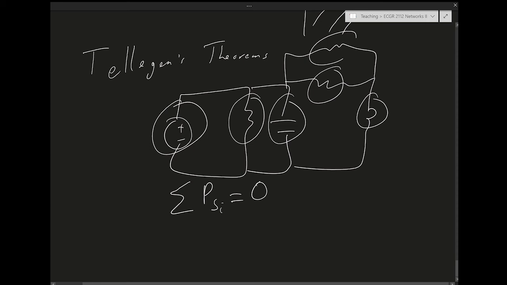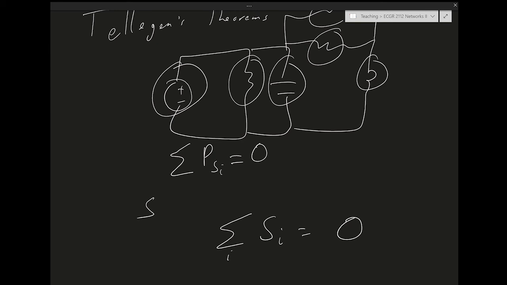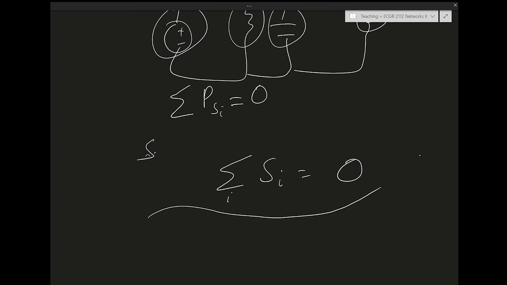There is no energy being created out of a vacuum. Any energy that is absorbed somewhere in the circuit is being supplied from somewhere else. And this also applies to S. The sum of S supplied in an AC circuit is zero. All the absorbed complex power in the circuit equals all the supplied complex power in the circuit. And this also comes from the concept of conservation of energy. Let's do a bit of examples.